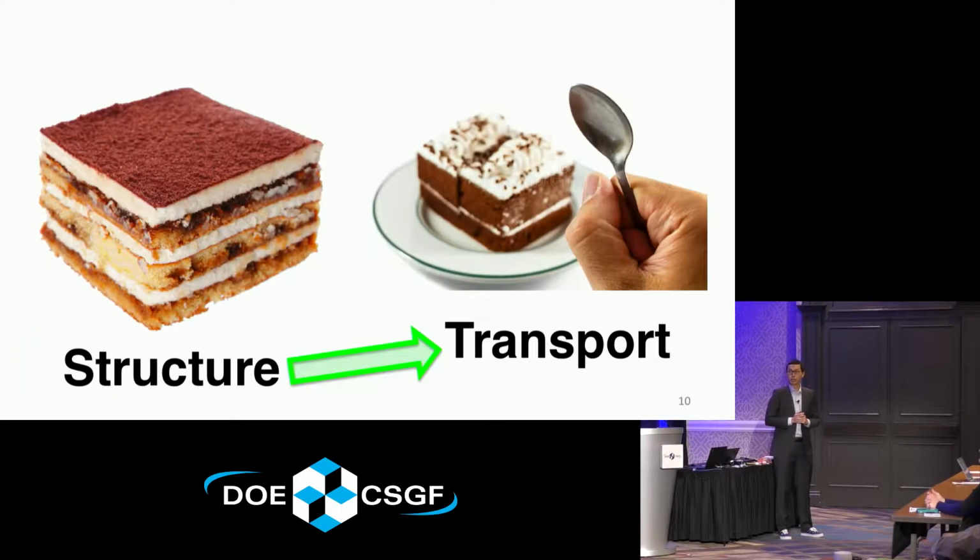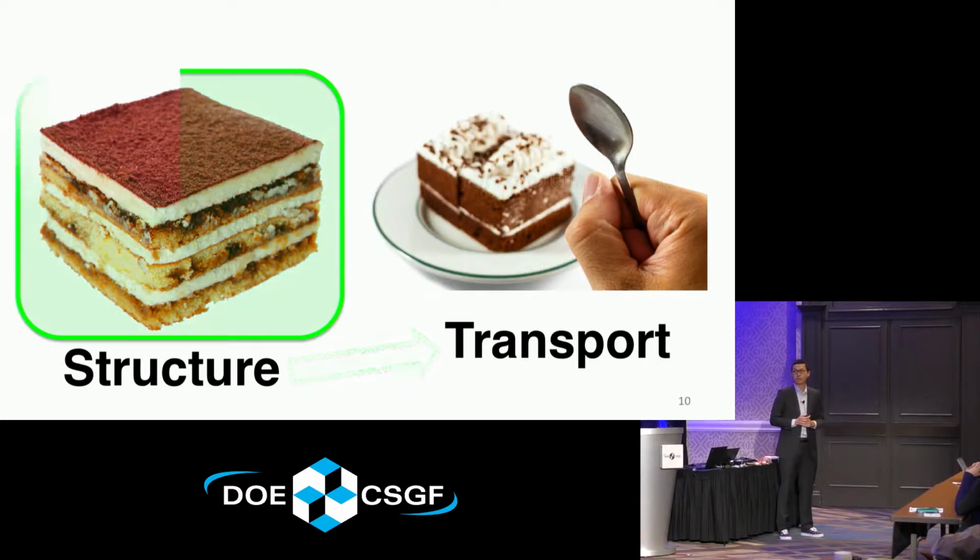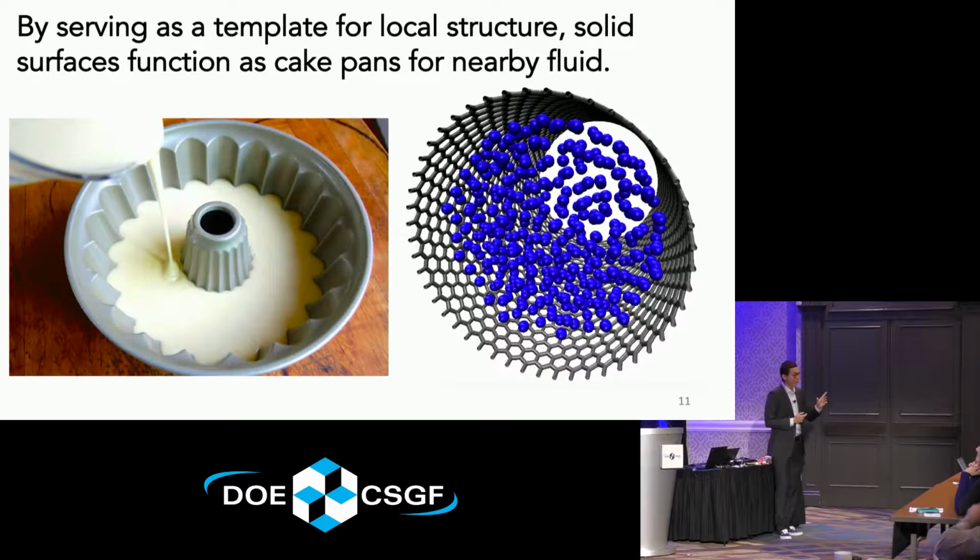The first part, we're going to talk about the structure of a nanoconfined fluid, and then we're going to use that information about structure in order to learn something about how these fluids transport and how we can tailor that transport. We'll begin with the structure. The first observation is that in these nanoconfined fluid systems, the solid plays a very important role. In particular, because the solid is quite rigid compared to the fluid, it can serve as a template for local structure.